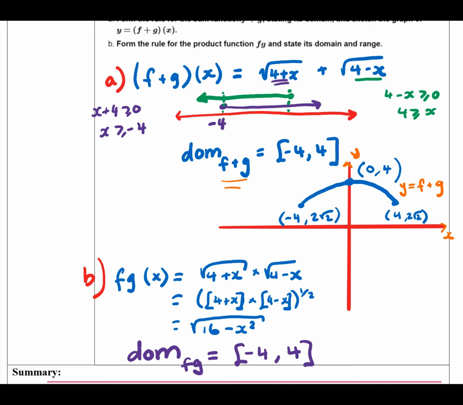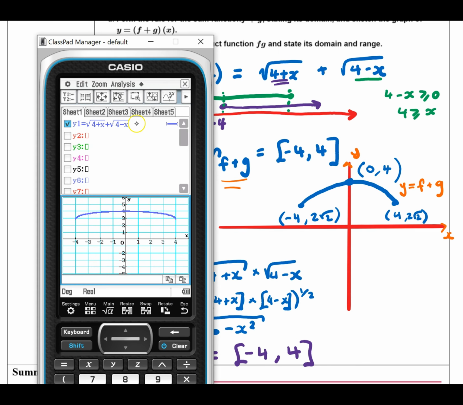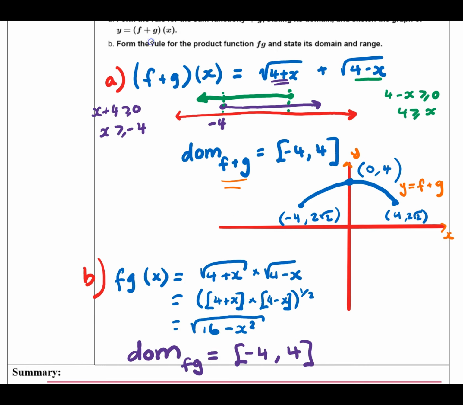The more difficult concept is trying to find the range. Fortunately, we'll use our calculator again to help us with this. So bringing in my ClassPad, I know that this time that plus is going to be a times, and we can sketch the graph. We can see here that it goes up to 4 and it intersects at 0. So my range of fg is going to be 0 to 4.